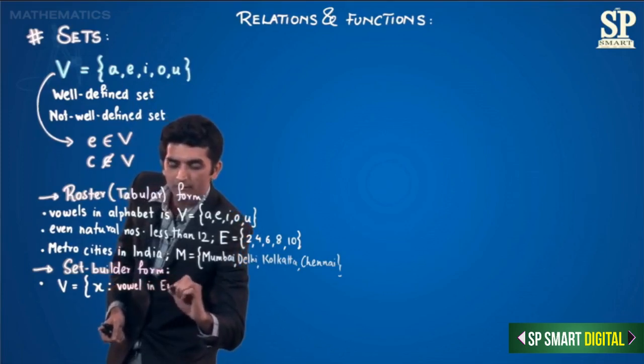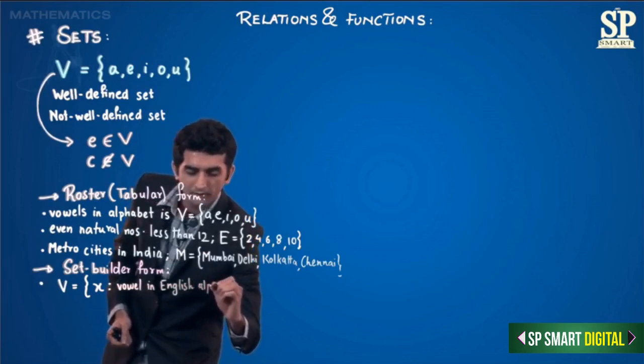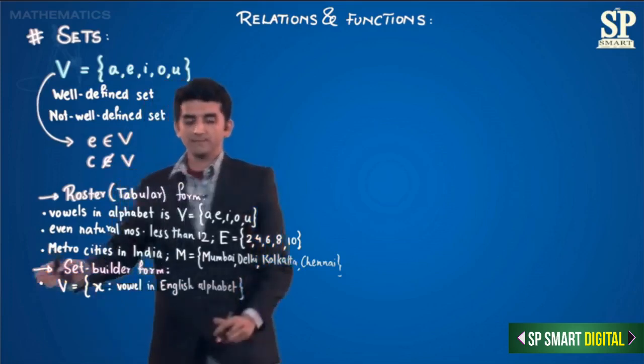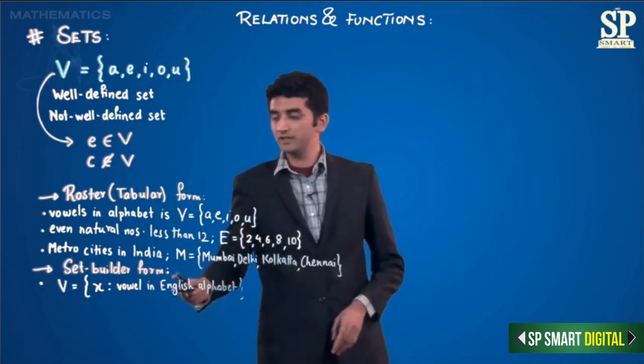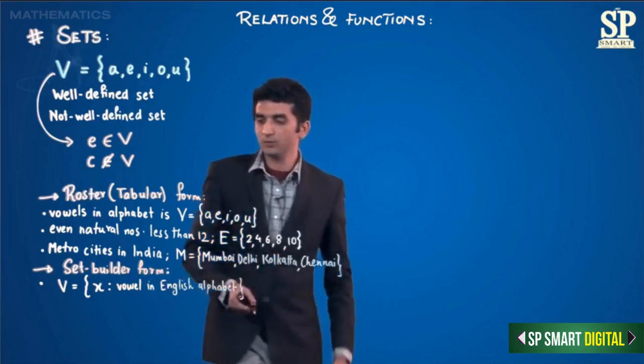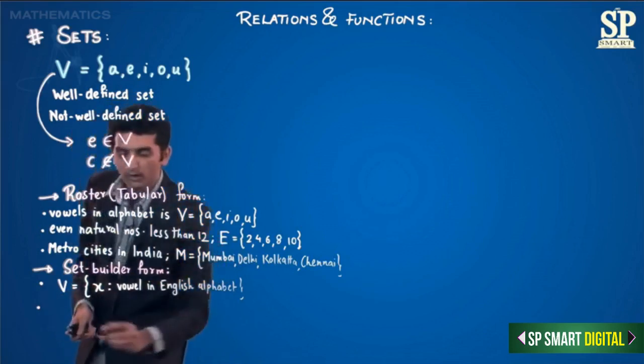in English alphabets. So now as you are seeing, we are not writing all the elements, but we are specifically writing the condition which is going to frame that particular set. So this is how we write that. Now let's try and write the same for the second one.